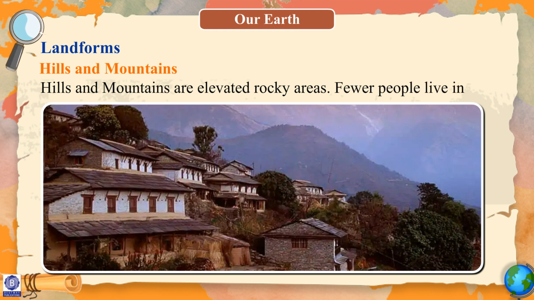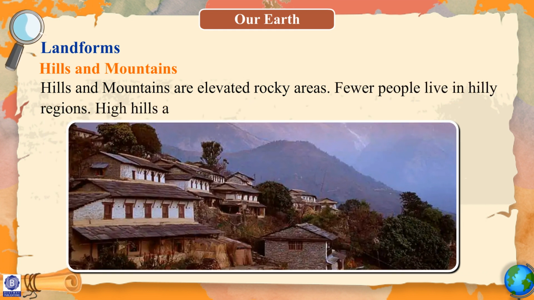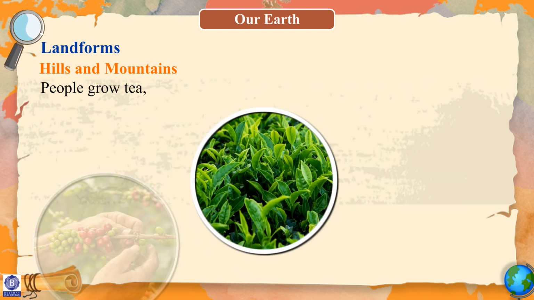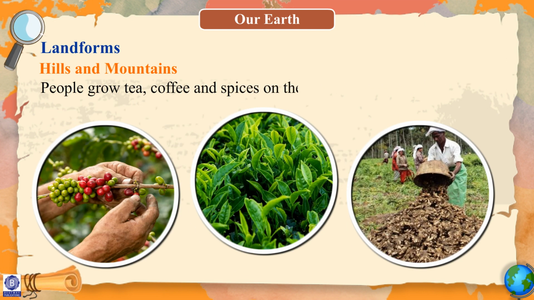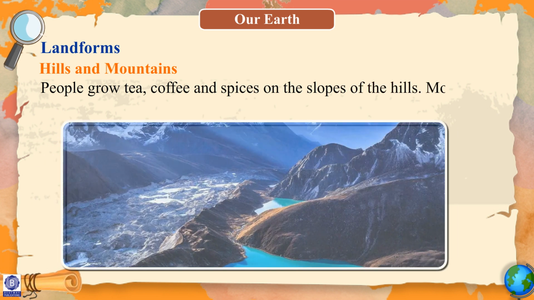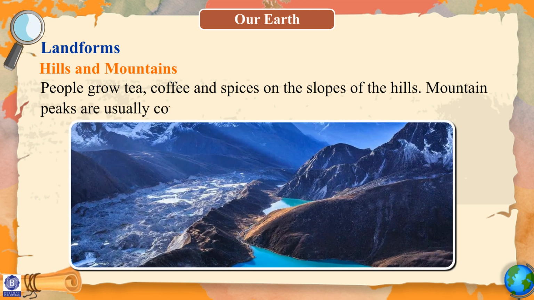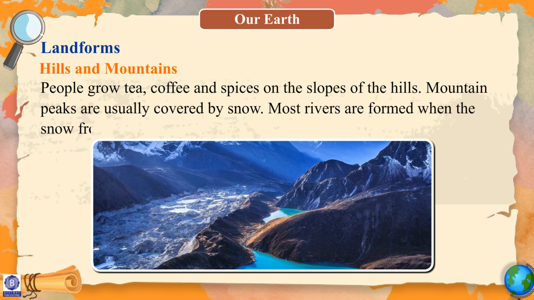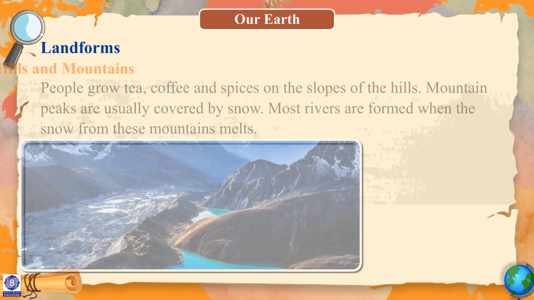Fewer people live in hilly regions. High hills are known as mountains. People grow tea, coffee and spices on the slopes of the hills. Mountain peaks are usually covered by snow. Most rivers are formed when the snow from these mountains melts.